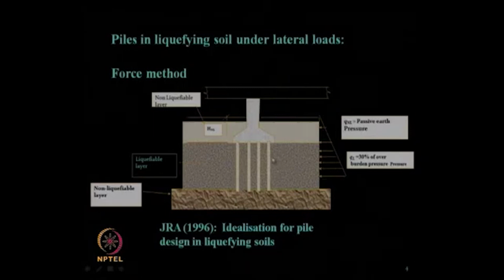We have mentioned that through several case histories, examples of failures of piles are available under the seismic condition in liquefiable soil, as well as due to extra horizontal lateral load, which probably was not considered in the design. This is the basic recommendation, as you can see on the right side, by JRA 1996, idealization for pile design in liquefying soil. That is when the piles go through some layers: initially a non-liquefiable layer, then a liquefiable layer, and finally again a non-liquefiable layer.